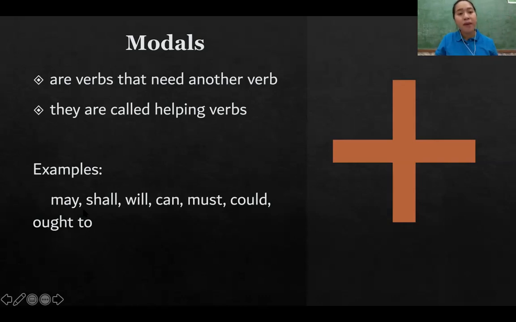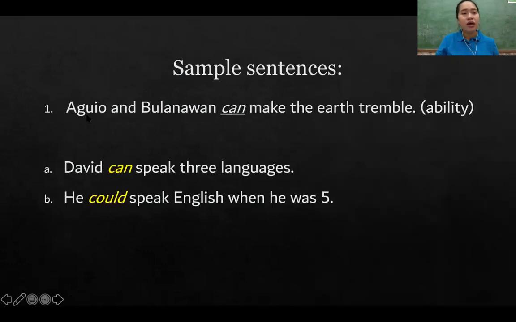Examples are may, shall, will, can, must, could, ought to. They have meanings and purposes, so you should know what appropriate modal is used in your sentence. Let's start. Number 1: Ageo and Bulanawan can make the earth tremble. The modal being used in the sentence is can. Very good.